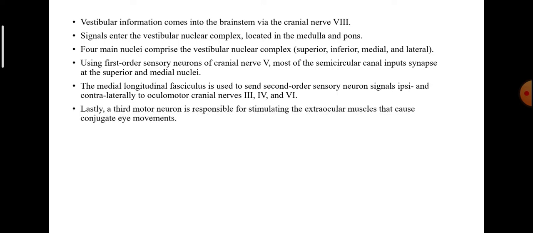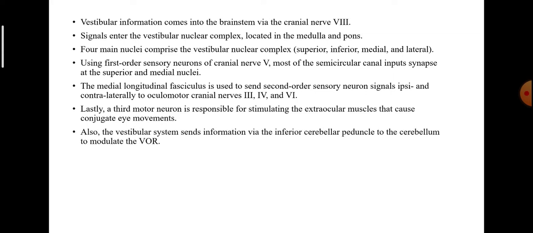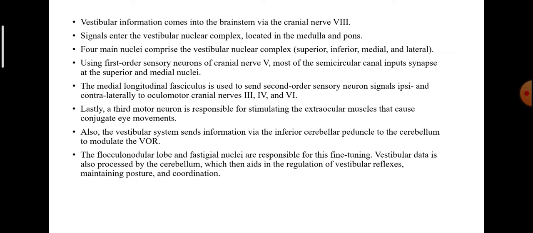Lastly, a third motor neuron is responsible for stimulating the extraocular muscles that cause conjugate eye movements. Also, the vestibular system sends information via the inferior cerebellar peduncle to the cerebellum to modulate the vestibular ocular reflex. The flocculonodular lobe and the fastigial nuclei are responsible for this fine tuning.